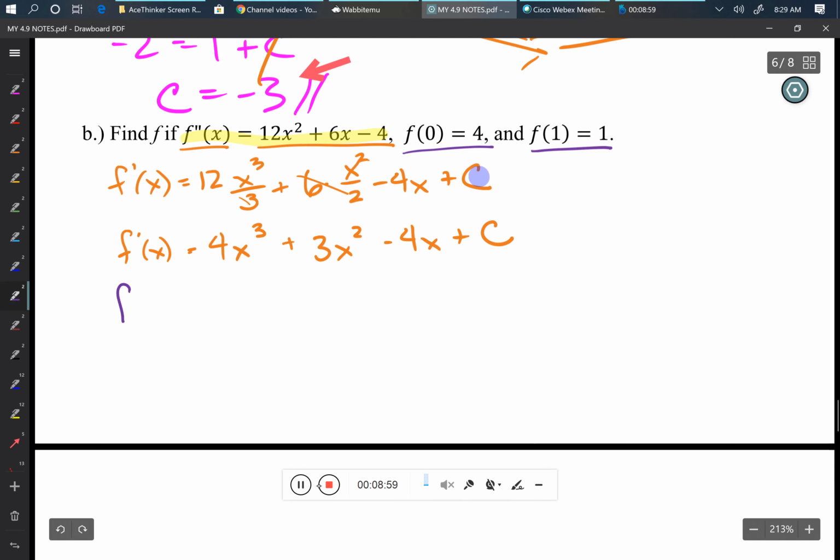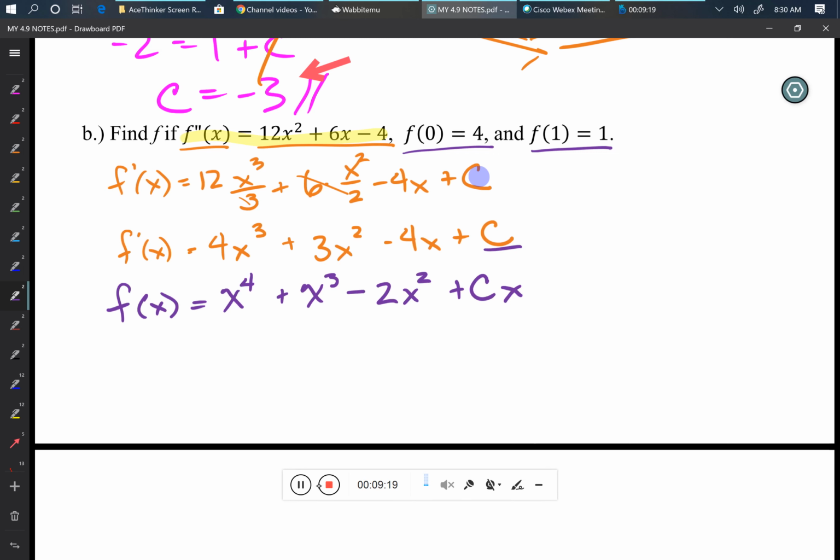And then when I take a second antiderivative, f prime is going to turn back into f. That's going to give me x to the 4th plus x cubed minus 2x squared plus c times x. Now right there, c is a constant, like a 9 or a 7 or a negative 3. And the antiderivative constant is a constant times x.